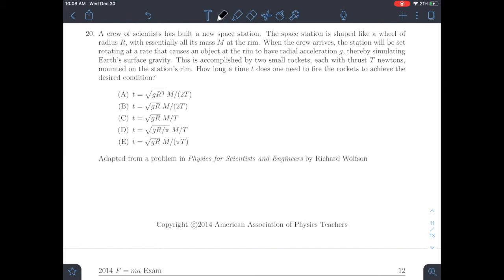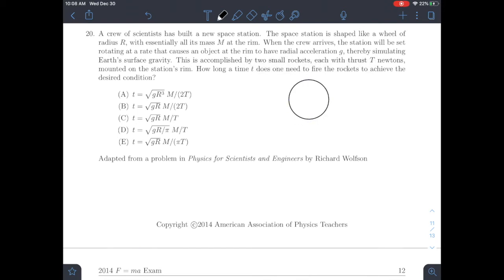The space station is shaped like a wheel of radius r, which essentially is mass at the rim. When the crew arrives, the station will be set rotating at a rate that causes the object at the rim to have radial acceleration g, thereby simulating Earth's surface gravity. This is accomplished by two rockets, each with thrust T newtons, mounted on the station's rim. How long a time t does one need to fire the rockets to achieve the desired condition?